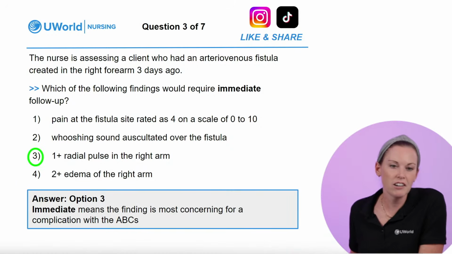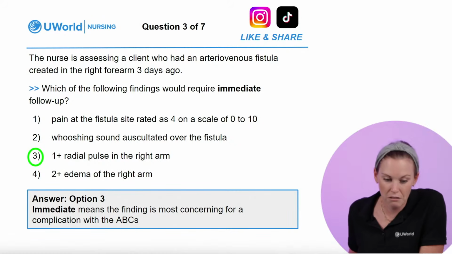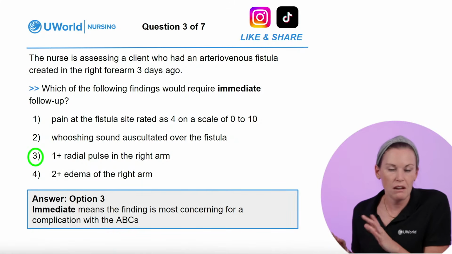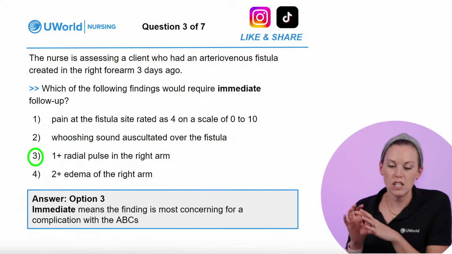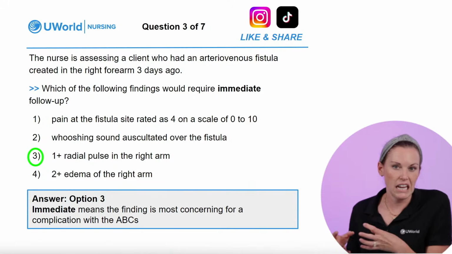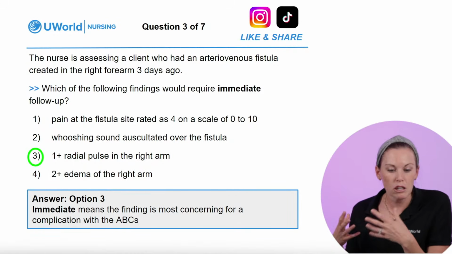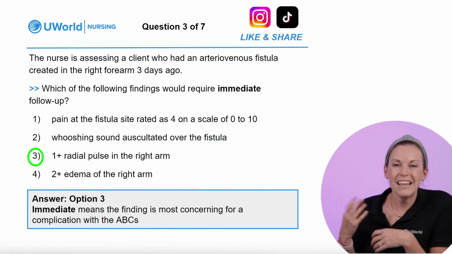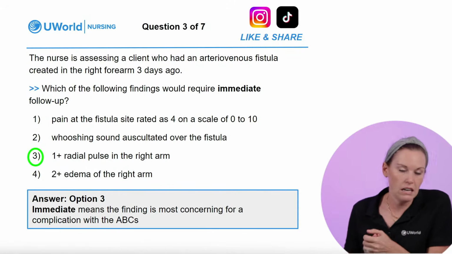All right, so our correct answer on this one is going to be option 3, 1 plus radial pulse in the right arm. So when we have a fistula, immediately we're worried about our ABCs. A fistula is essentially a merging of an artery and a vein, connected to provide long-term access for dialysis. The fistula allows arterial blood flow through a vein, which increases blood flow and causes the vein wall to thicken and mature. But that takes about 2 to 4 months. Until then, dialysis will be given differently.